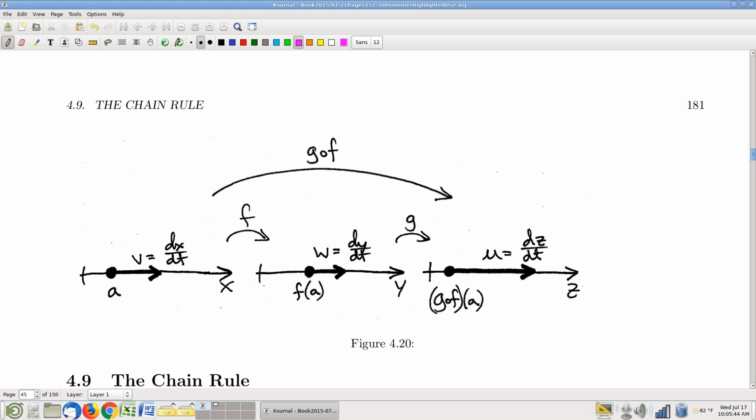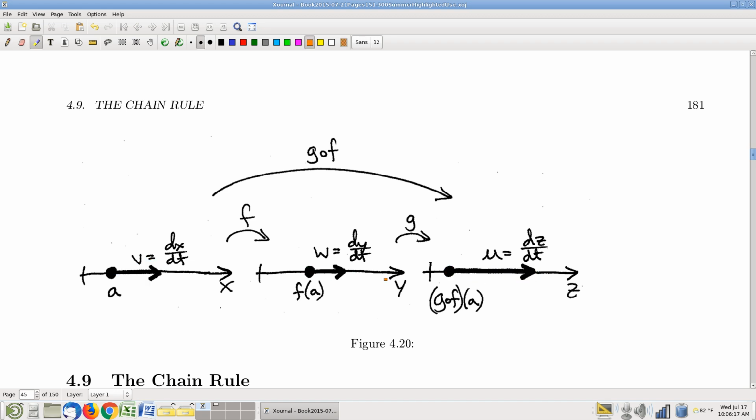Now what would have happened if, at this point A, I just took off and started moving? Well, X is now changing. That means Y and Z are going to change. So there's going to be a corresponding dy dt, and there's going to be a corresponding dz dt. And these velocity vectors are all related by derivatives.